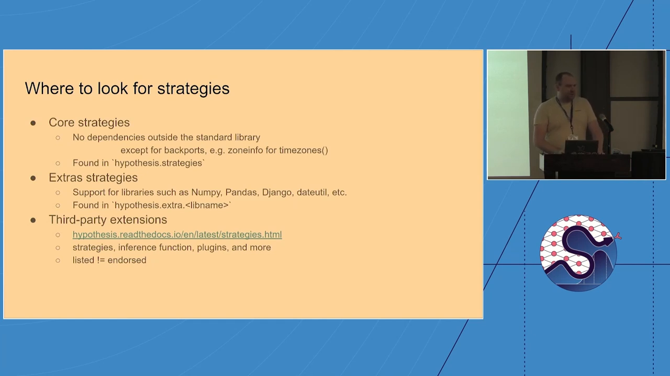If you're using NumPy, the corresponding strategies live in hypothesis.extra.numpy, so that they're there if you have NumPy installed, but if you don't have NumPy installed, Hypothesis still works for you. If you use pandas, that's in hypothesis.extra.pandas. You want to guess where the array API extension lives? Anyone? You got it. It's in hypothesis.extra.array_api.